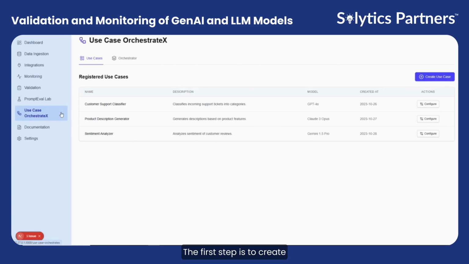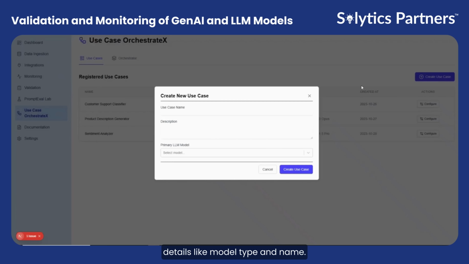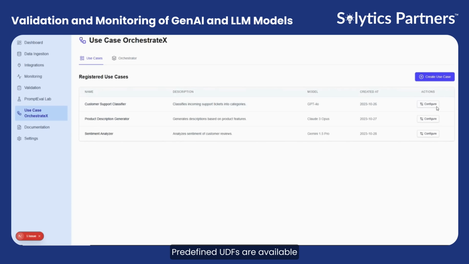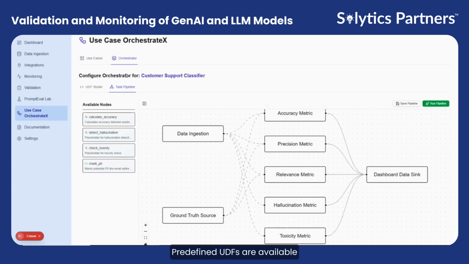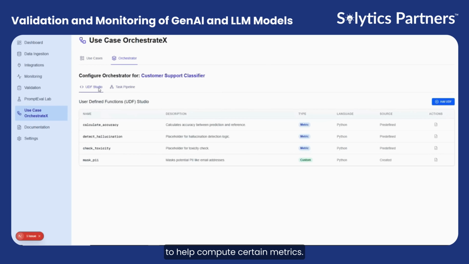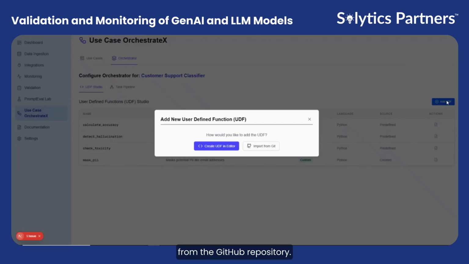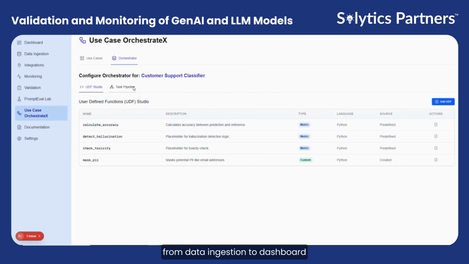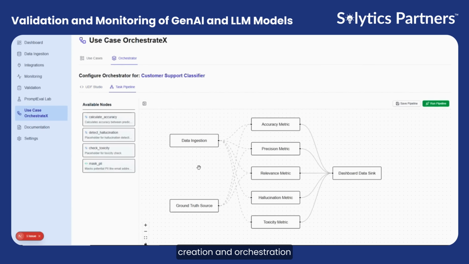The first step is to create a new use case on the platform by providing basic details like model type and name. After registering the model, you can configure it by clicking the Configure button. Predefined UDFs are available to help compute certain metrics. You can add extra UDFs by either writing them in the Python console or importing them directly from the GitHub repository. After integrating the UDFs, you can seamlessly manage everything from data ingestion to dashboard creation and orchestration on the platform.